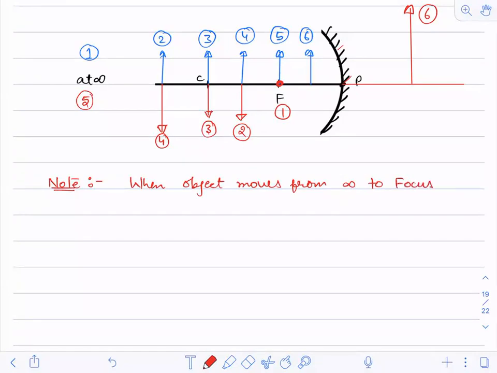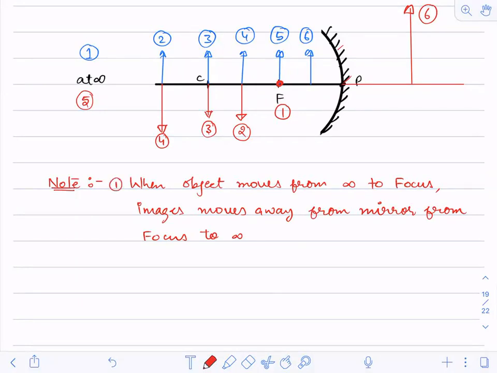Image moves away from mirror, from focus to infinite. When the object moves from infinite to focus, the image moves from focus to infinite. So this is the first point that you should remember.